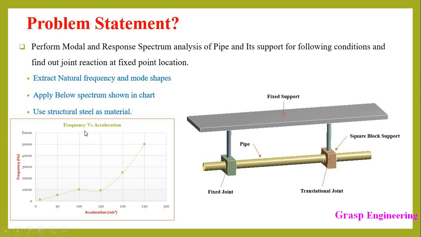Now this is our frequency versus acceleration curve. You can see the frequency versus acceleration data here. For this respective spectrum we need to perform the response spectrum analysis, and in the solution we need to create the APDL script so that we can extract the reactions at the joint locations. Before going to ANSYS, let's go to our blog post where we already described this joint extraction.